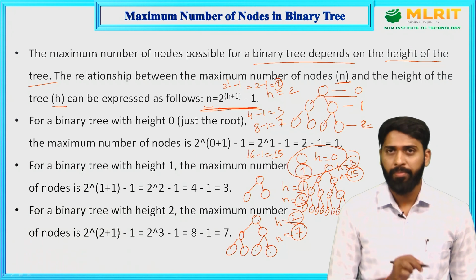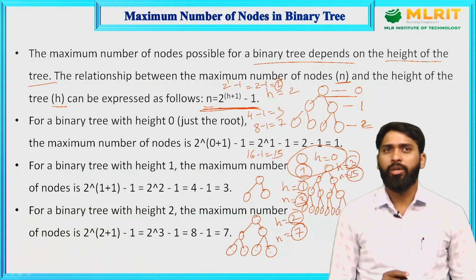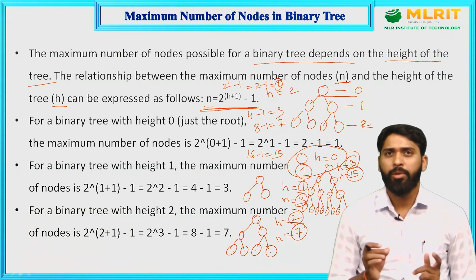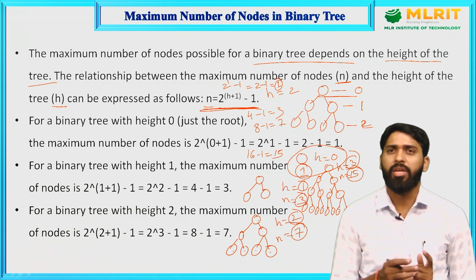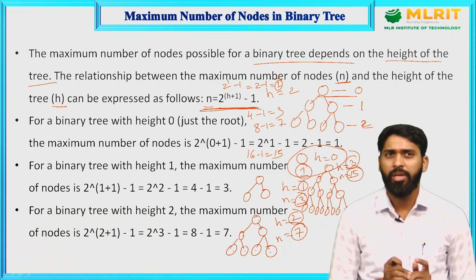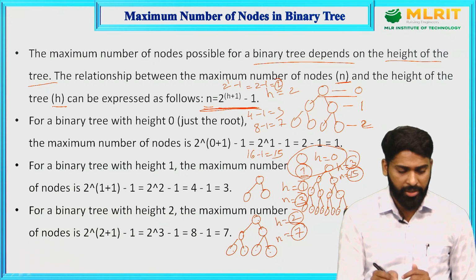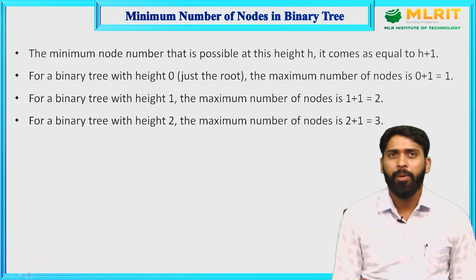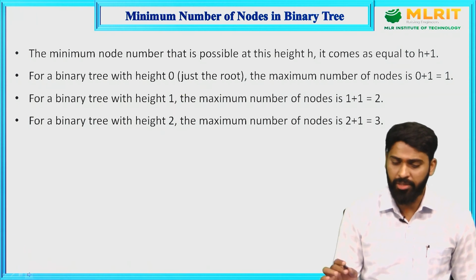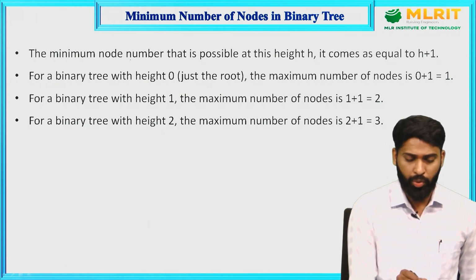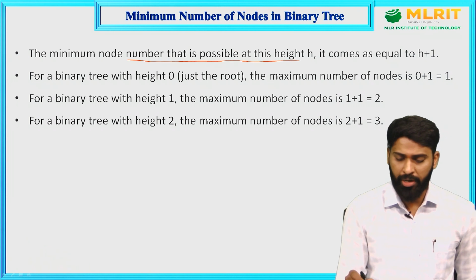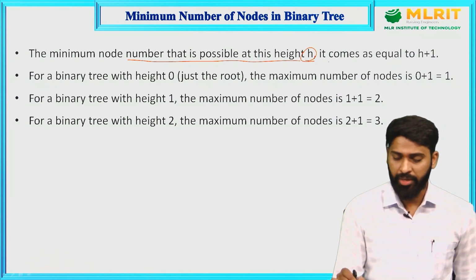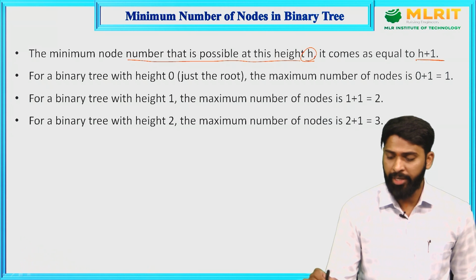Okay. Now, what is the formula to find the maximum number of nodes possible in a binary tree? That is n equals 2 power h plus 1 minus 1. So, these are the examples. Now we see how to find the minimum number of nodes that is possible in a binary tree with height h. That is h plus 1.